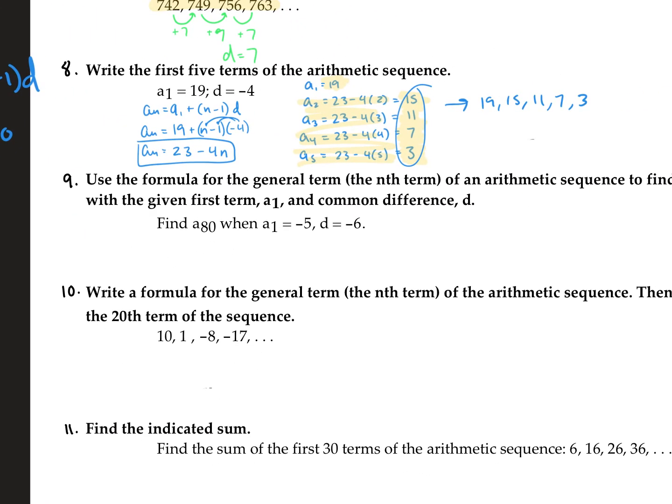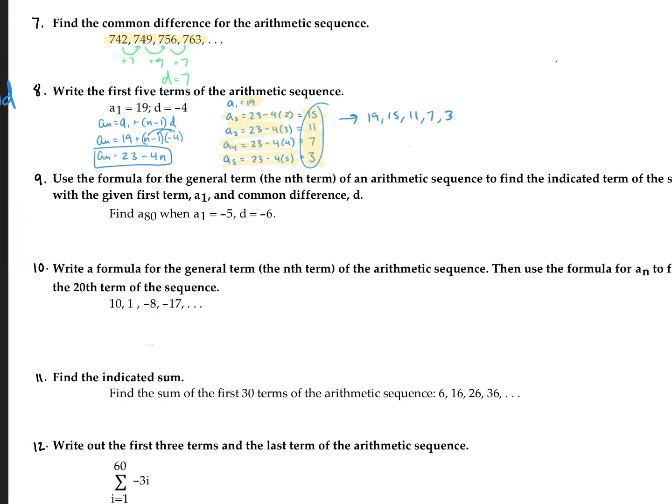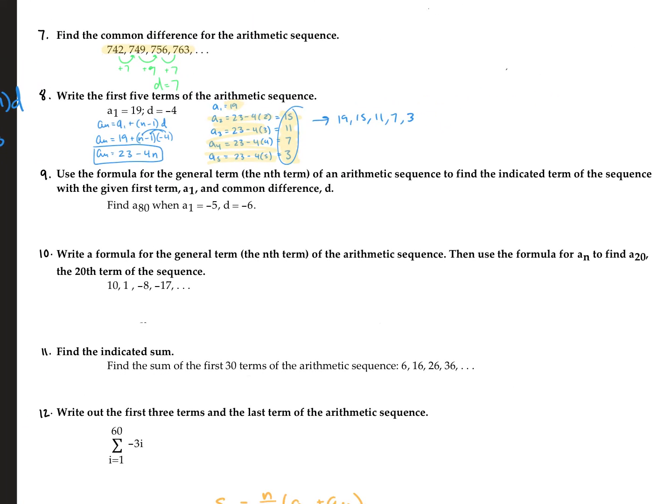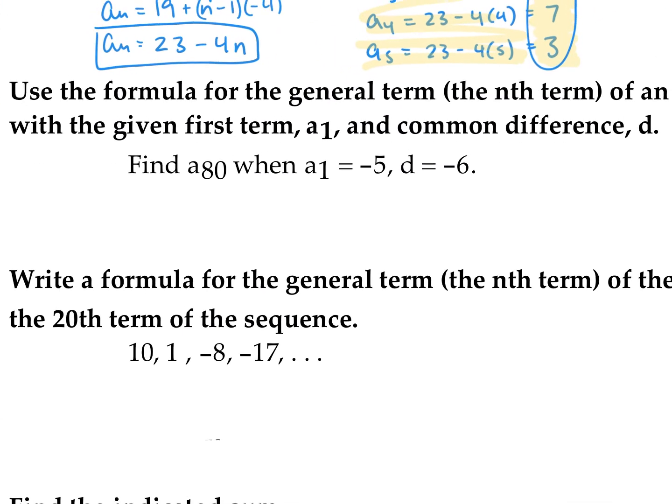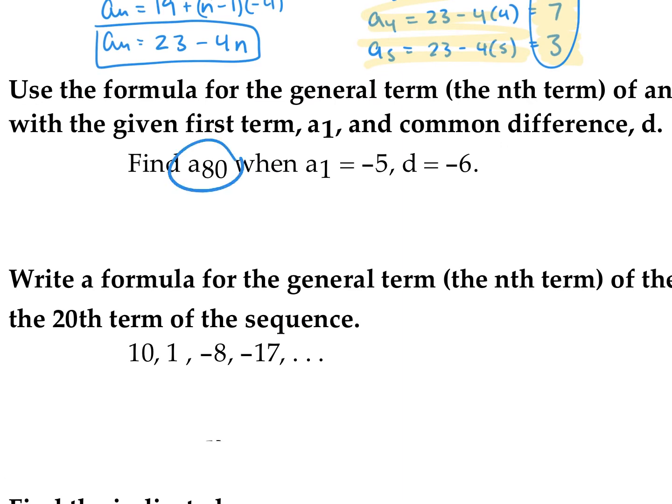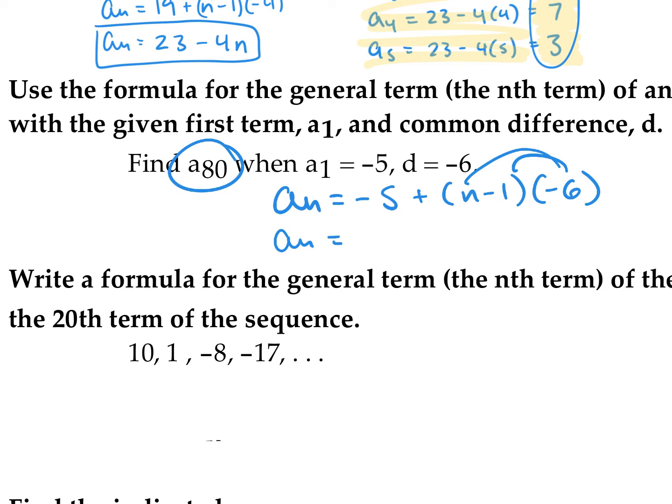All right, number 9. Use the formula for the general term of an arithmetic sequence to find the indicated term of the sequence with the given first term and the common difference. So here we have to find our general term and we have to find our 80th term. Our general formula would be a sub n is equal to a sub 1 plus n minus 1 times d. I'm going to distribute the negative 6, so a sub n is equal to negative 6n plus 1. Do you have to simplify anything? Yes.